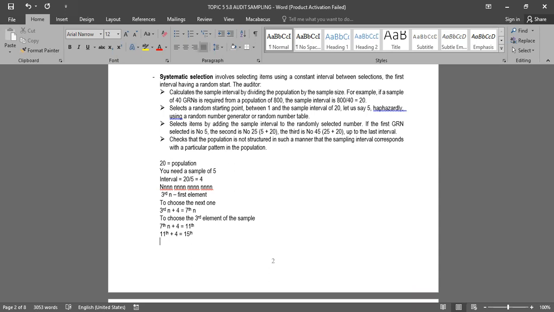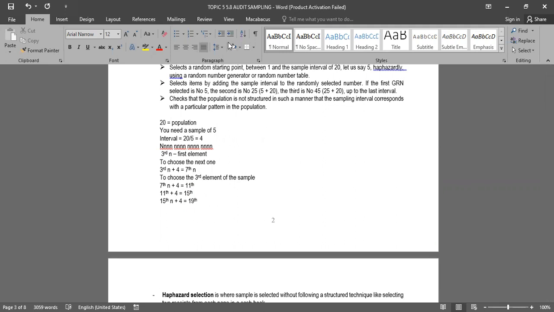And lastly, you have 15th. 15th n, then you're adding a 4. Then you have 19th. Okay, so meaning that in your sample, you're going to have the third n, the 7th n, the 11th, the 15th, and 19th as your 5 n's that you have in the sample. So that's what we mean by systematic.